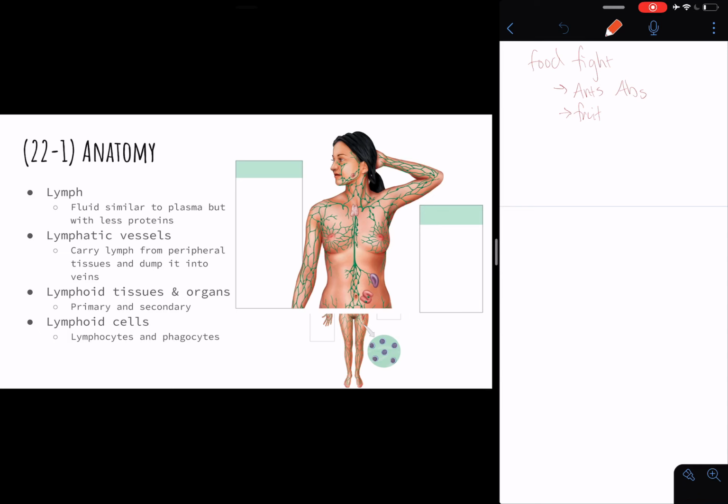Their purpose is to carry lymph from peripheral tissues and dump it straight into the veins, and we'll talk about that pathway a little bit later. We also have lymphoid tissues and organs, which include primary lymphoid organs and secondary lymphoid organs and tissues, and we'll talk about those. And then we have lymphoid cells, like lymphocytes, which he was mentioning, and we also have phagocytes, and we'll talk about what those mean as well.